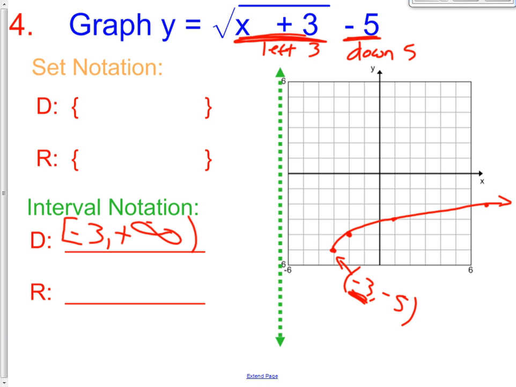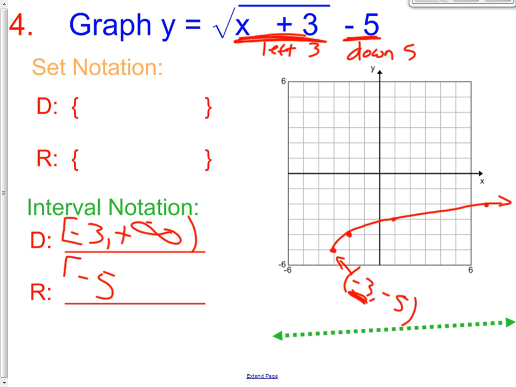Our y values, we don't have any negative y values until right there at negative 5. That's the very first one. So nothing below negative 5. Negative 5 is the lowest range value. And then how high does that line go? Even though it kind of flattens out pretty quickly, it goes all the way to positive infinity. As your x's increase, your y's get bigger and bigger. So there's your interval notation.